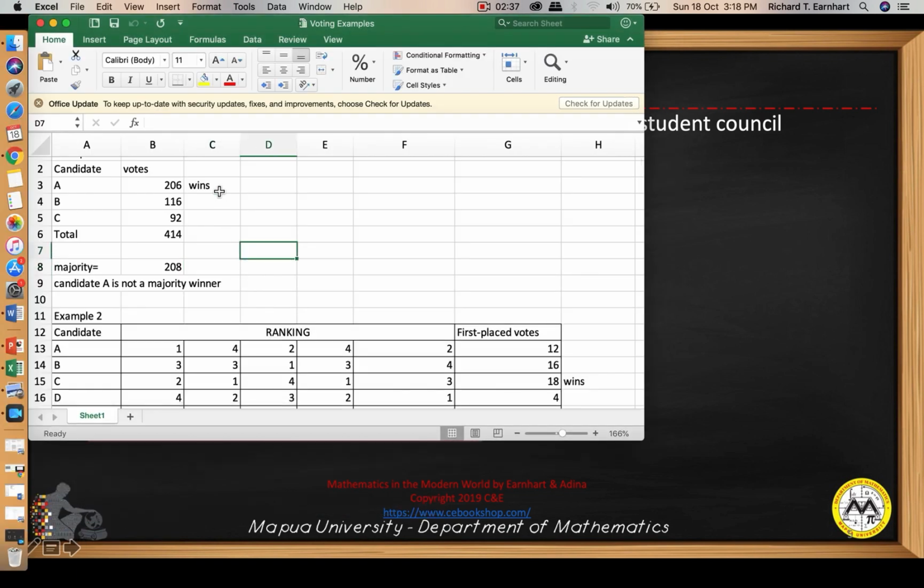Okay, so the one with the highest votes is 206, and that is from candidate A. So by the plurality method, A wins the election, but the majority here is 50% of 414 plus 1, that is 208. And therefore, candidate A is not a majority winner.